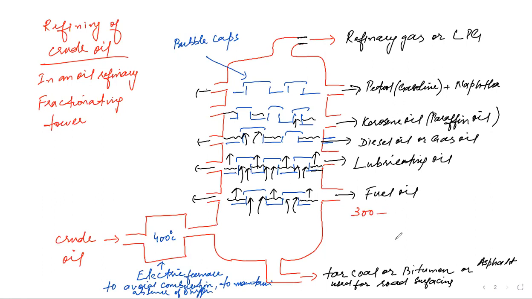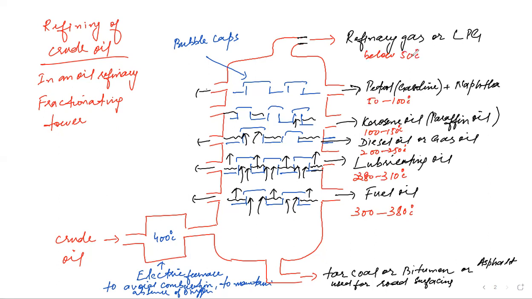All of these fractions are not pure compounds. They are again mixtures, a mixture of 4 to 5 or 6 to 7 compounds. Fuel oil has components whose boiling point is approximately 300 to 380. Lubricating oil 280 to 310 or 320. Diesel oil 200 to 250. Kerosene oil 100 to 150. Petrol 50 to 100. Petrol, naphtha and refinery gas are below 50.